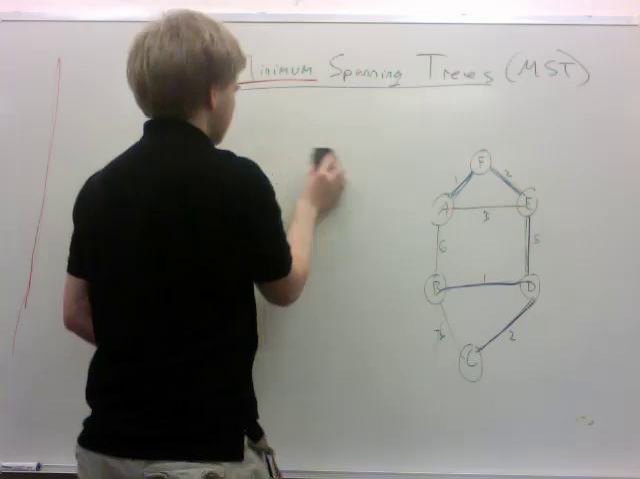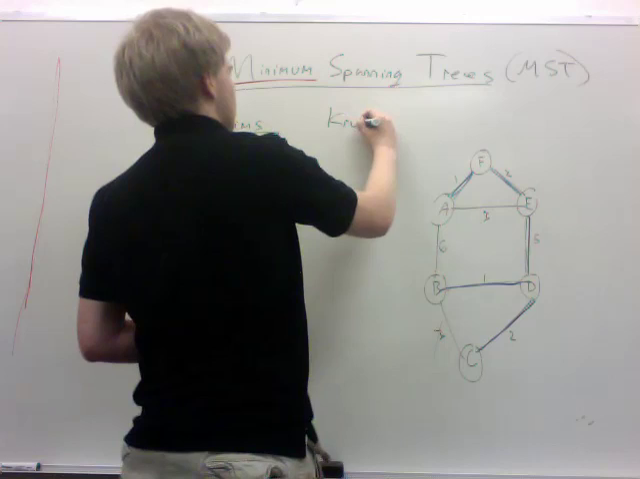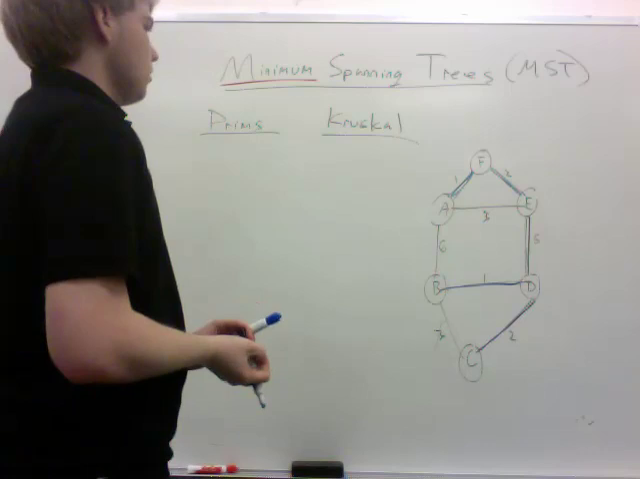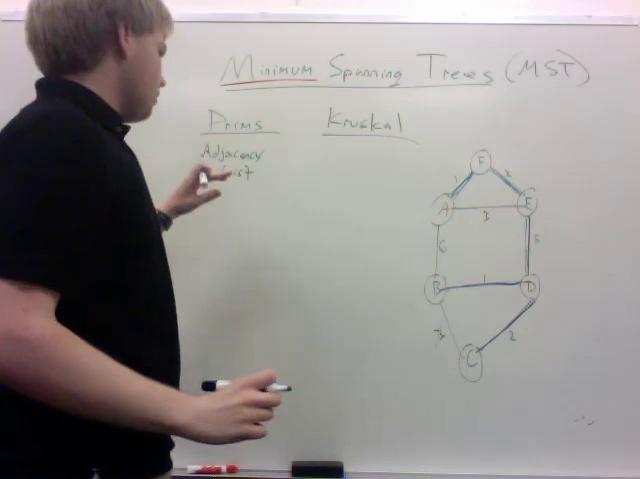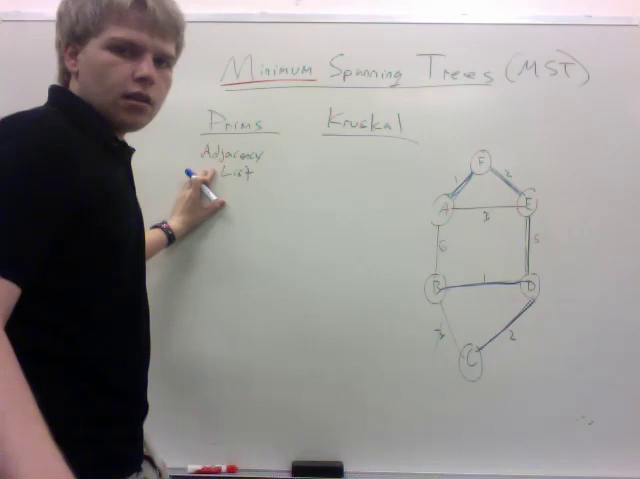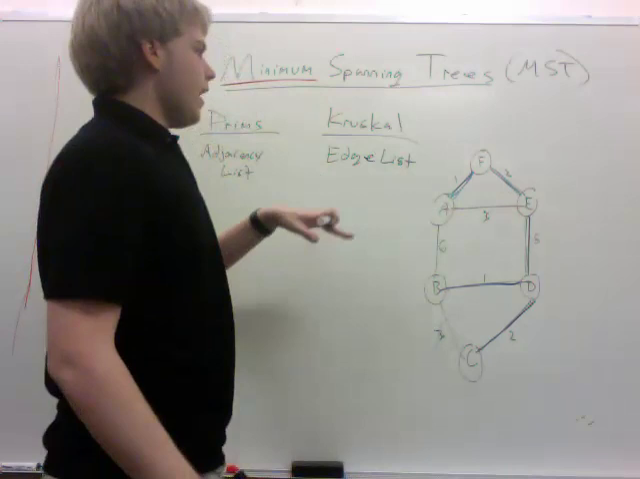So the two algorithms are Prim's and Kruskal's. Prim's, as I said, is better for an adjacency list. That's just the structure it needs, because if you remember, we wanted to get all the adjacent vertices of our component at each step, and an adjacency list lends itself to that well. And then in Kruskal's, our first step was to sort all of the edges. So an edge list is better in this case.